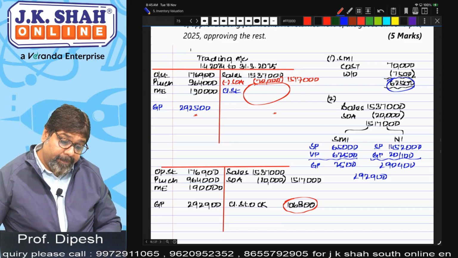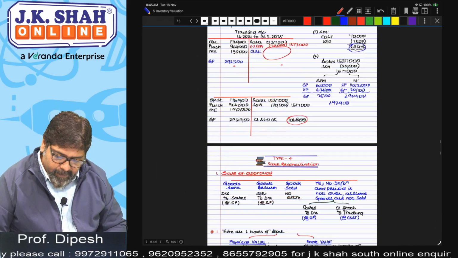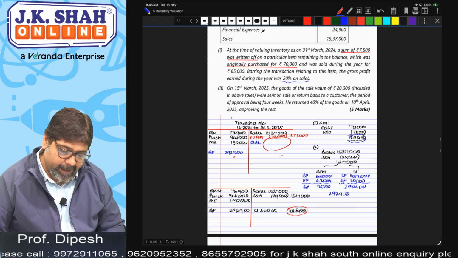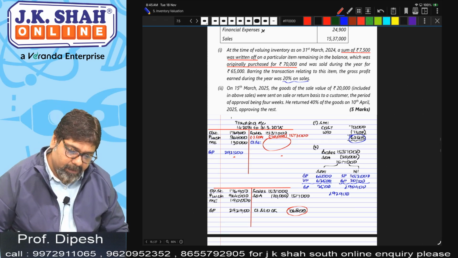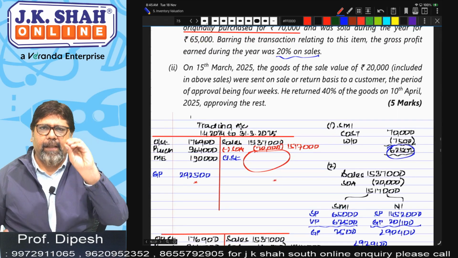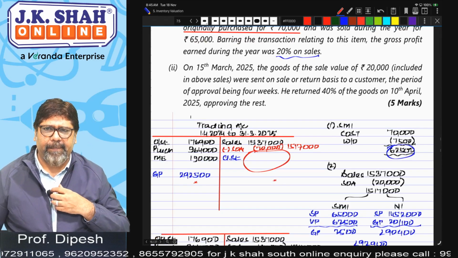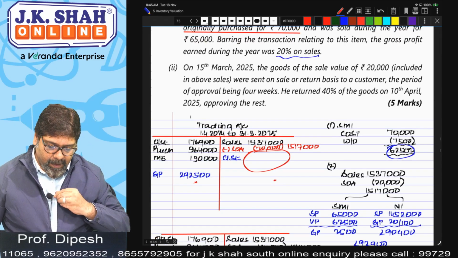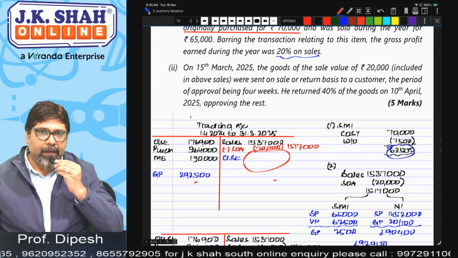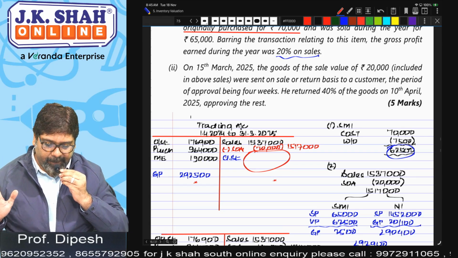Now chartered, so you have done with trading account. Take 5 minutes ka break and then we start. After this, we start with stock reconciliation.